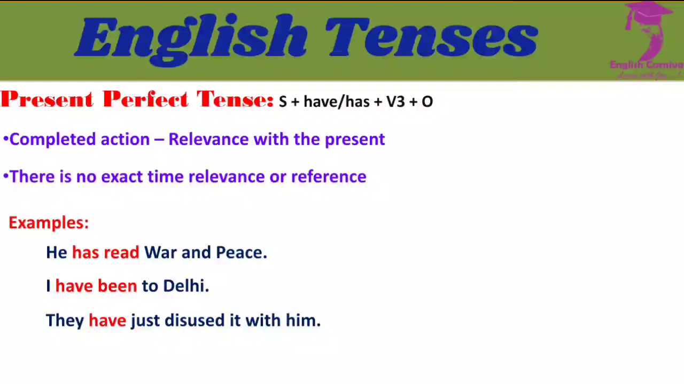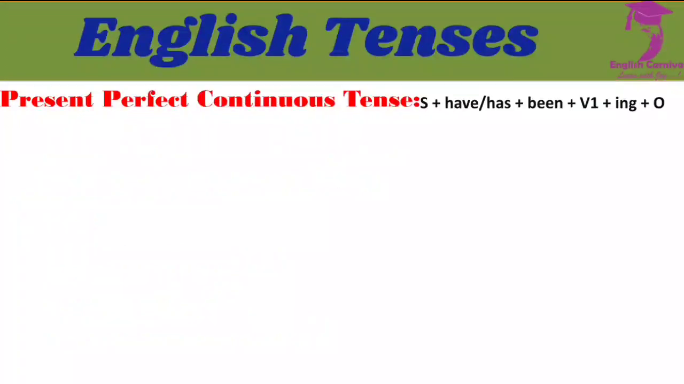So here, friends, as far as these three examples are concerned, we do not have any specific idea as far as time is concerned when we try to understand or look towards these three typical examples of present perfect tense. Friends, after this we have present perfect continuous tense, and the structure of this tense is subject have or has plus been plus first form with ing, that is verb, and object.